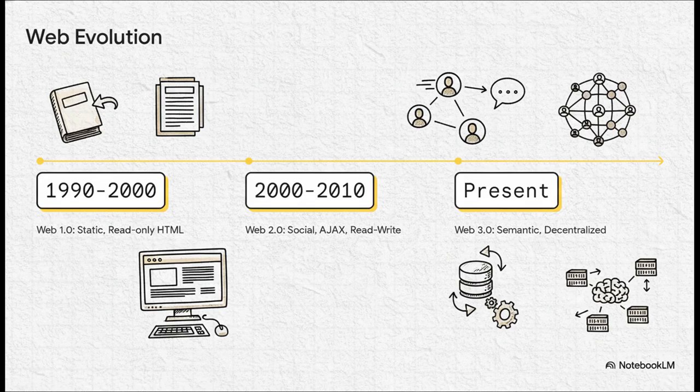Fast forward a bit to the 2000s, and Web 2.0 kicked off the social era. Suddenly, with stuff like Ajax, pages could update dynamically without reloading the whole thing. People could actually interact and contribute in real time. And now? Well, now we're in Web 3.0, the semantic era, which is all about decentralized, machine-readable data.